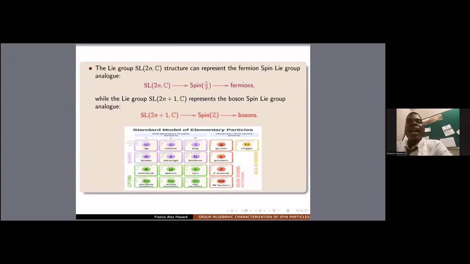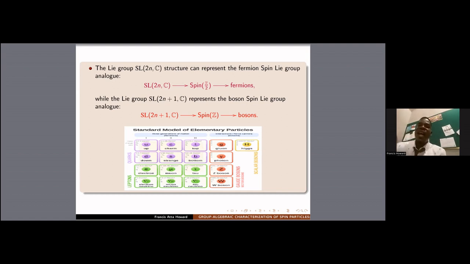Now, the Lie group structure SL2N can represent the fermion. And this is done when we consider the sequence SL2N mapping to the spin of Z over 2, the half integral spin, and also to fermion. I consider these cases because of the gauge theory or the standard model, where I look into the short exact sequences of particles or the gauge groups. So for a boson, the classical Lie structure, which is SL2N plus 1, maps into the spin of integers, which also maps to the boson.